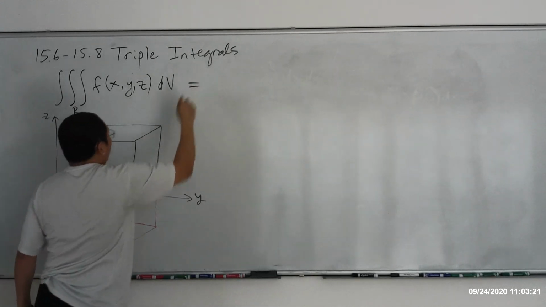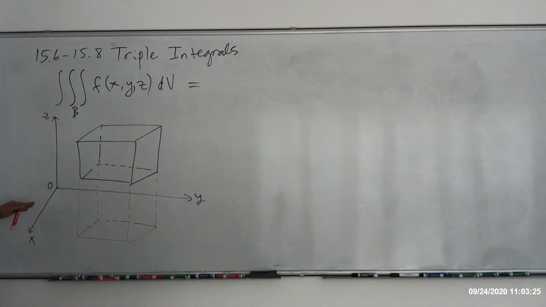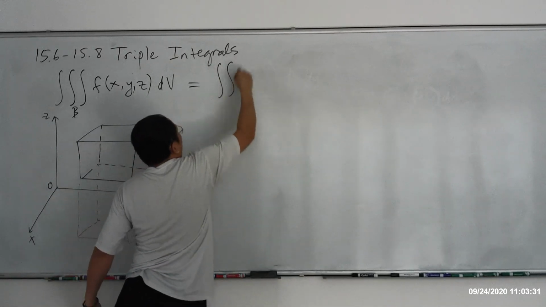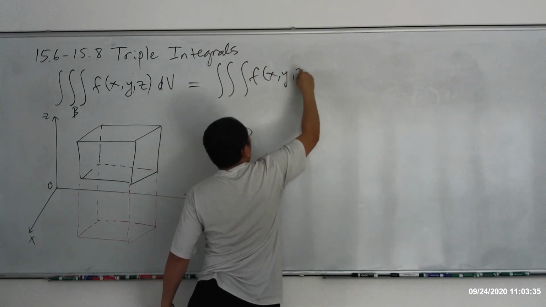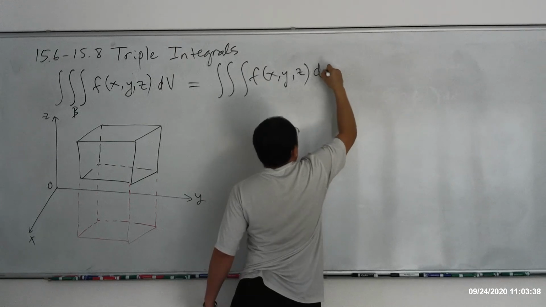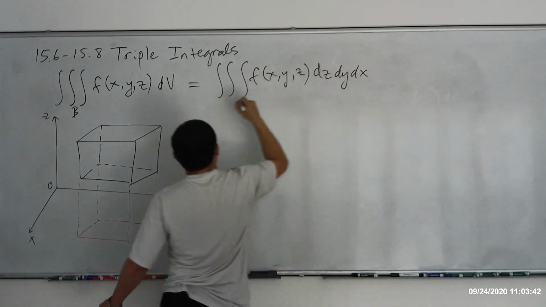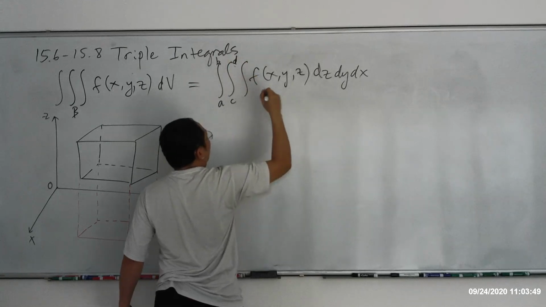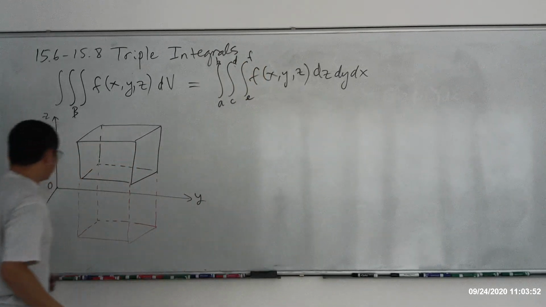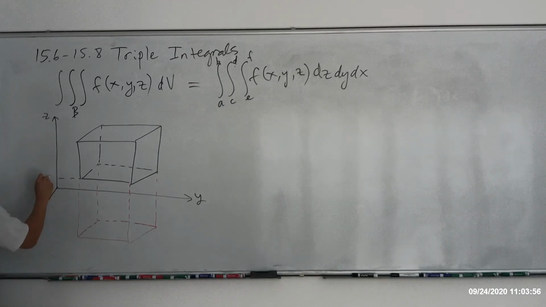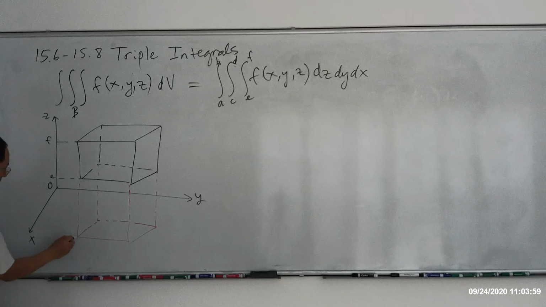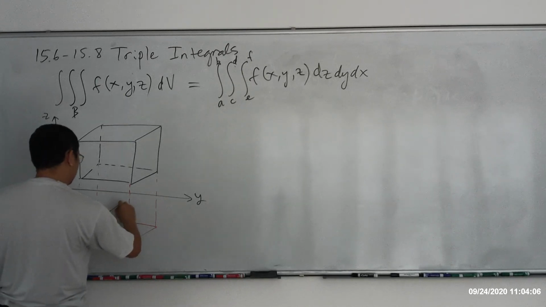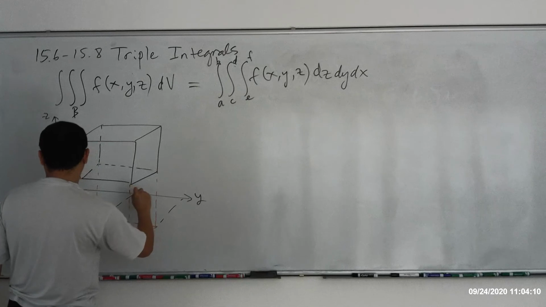So if you have a triple integral and all x, y, z are constants, and x runs from a to b, y from c to d, and z from e to f, you have the triple integral of f of x, y, z, dz, dy, dx, where x runs from a to b, y from c to d, and z from e to f, okay? And if you project it down here, this is for z, right? So this is e to f, and then x is right here, x is from a to b, and then y is right here, y is from c to d.